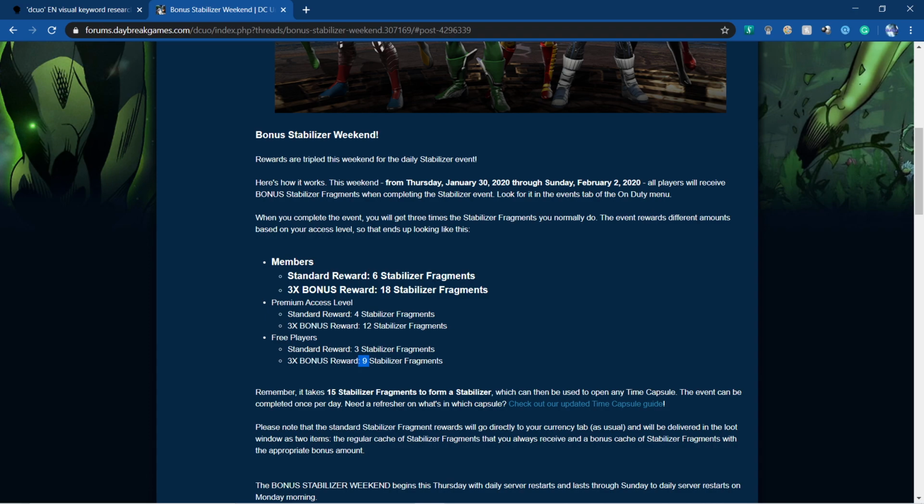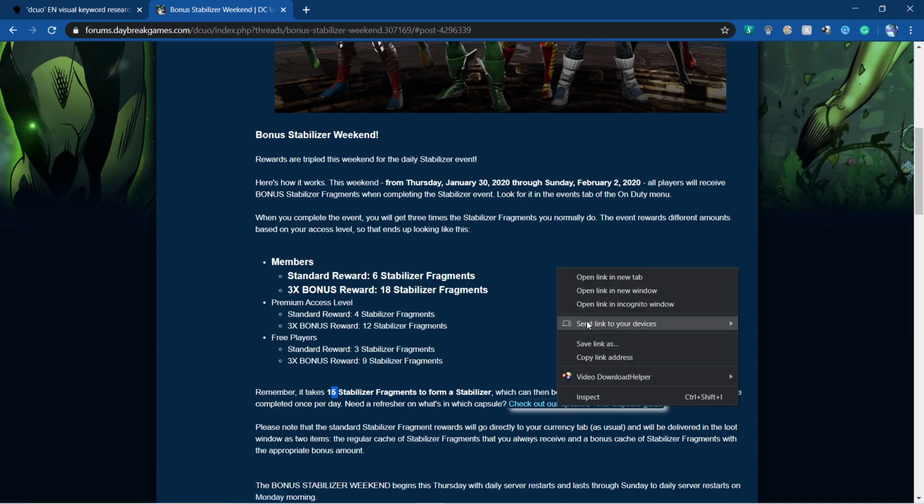And please note, it takes up to 15 stabilizer fragments to form 1 stabilizer. So as a legendary member, you can get 1 stabilizer every day. But if you're going to reset it, then you can get this every time. You get 1 stabilizer per reset, which I know a few people may do, if you're a legendary member. If you are not, you may need to run the actual stabilizer twice to get 1 stabilizer, because you need 15 in total to make 1 stabilizer.